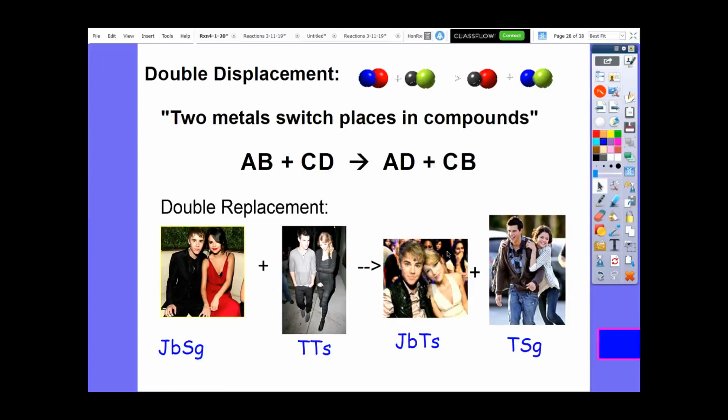And then we swap partners. Now it's Justin Bieber, Taylor Swift, and then Taylor Lautner and Selena Gomez. So they switched places. But apparently the boys are the metals here. Well, actually in the pictures, they're just the one further to the left, so they became my metals. So it's the girls who swapped.